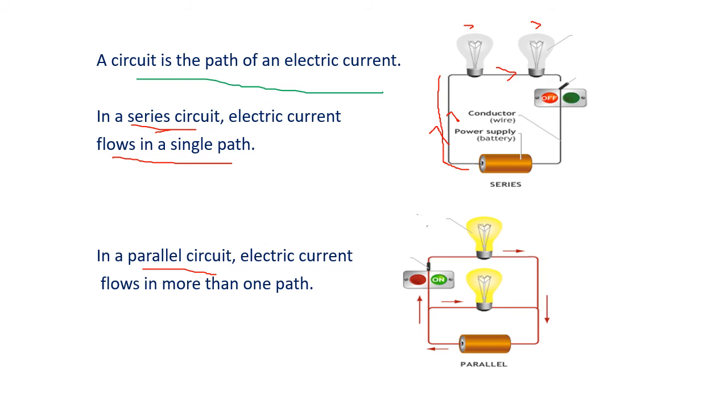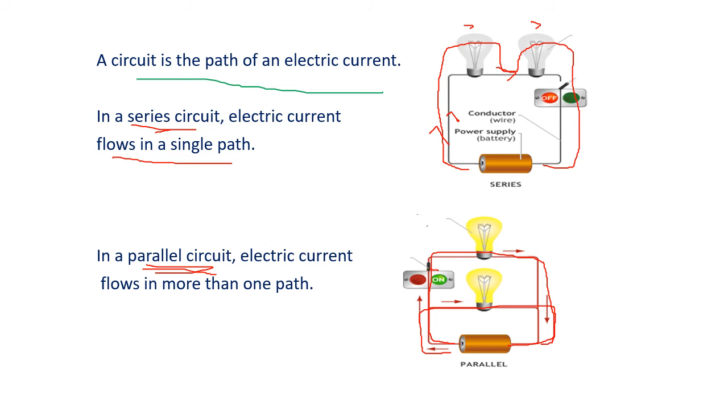The current flows right through this bulb, then through this bulb and through the circuit. Only one path for the current to flow. While in a parallel circuit, there is more than one path for the current to flow. Current can either flow through this bulb or current can also flow through this bulb.